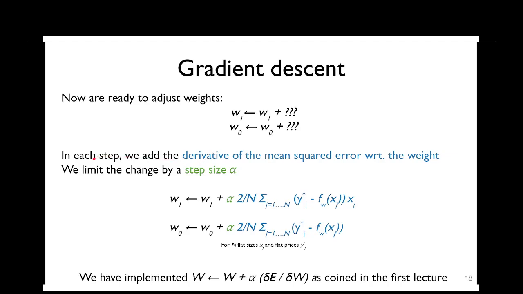What we now do is that we have an iterative process in which in each step we add the derivative of the mean squared error with respect to the weight, and we limit the change by a step size. And that means we get the update function for w1. The new w1 is the old w1 plus step size alpha times the derivative that we just computed, delta E by delta W, and the same for w0, with the only difference being that here the xj is missing in the sum. So we have implemented our first update rule for W.